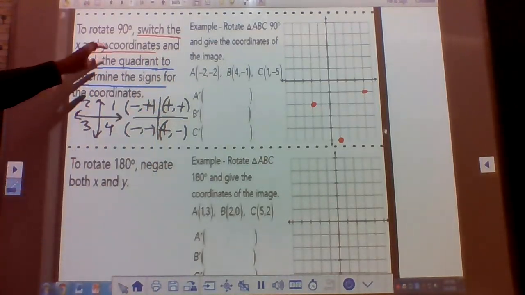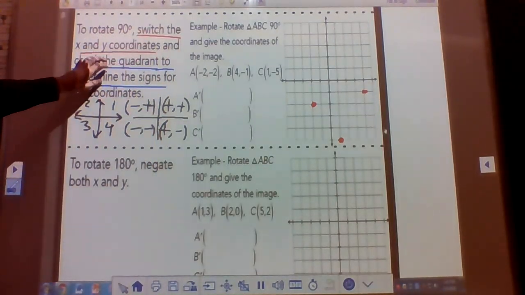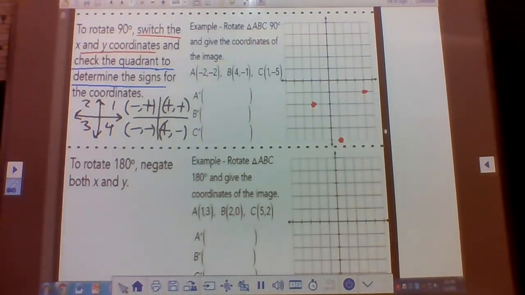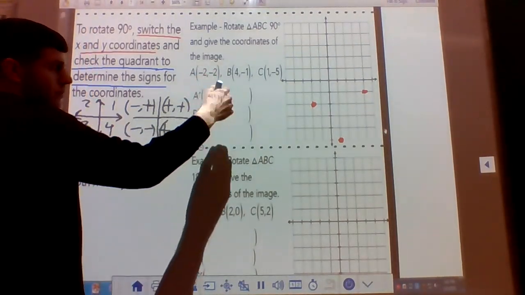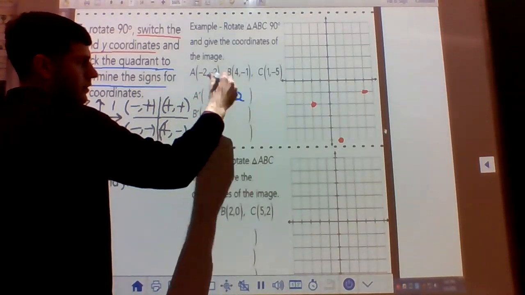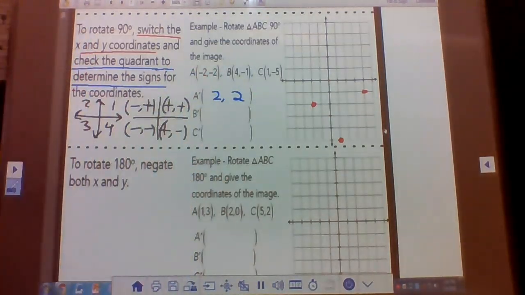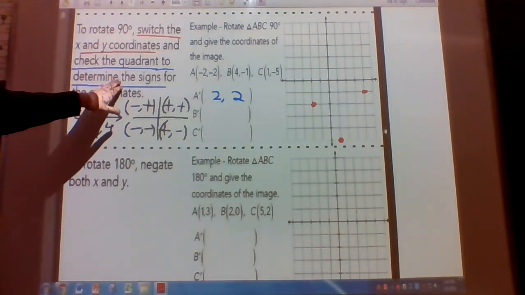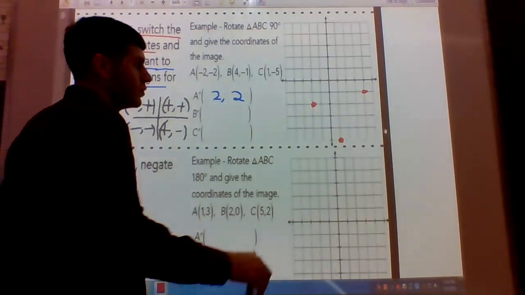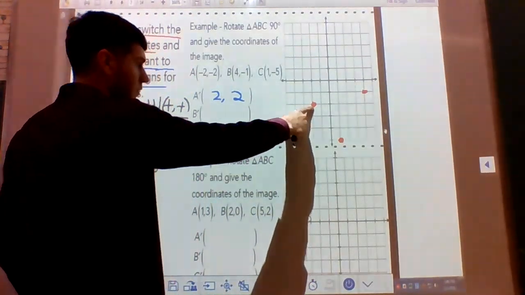So our first step is to switch the x and y coordinates. The second step is to check the quadrant to determine the signs. So what we're going to do here is take 2 and 2 and flip them. I don't care that these are negative. It doesn't matter if they're negative or positive. I'm just going to take the absolute value of those x and y coordinates and flip them. That's step 1. Then I'm going to check the signs. So the point -2, -2 is in the third quadrant.